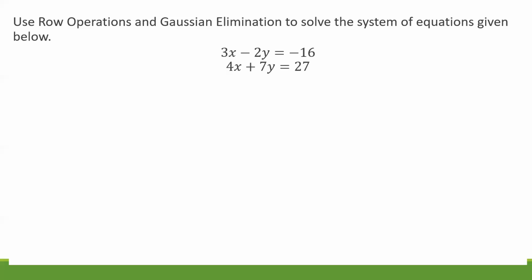All right, greetings everyone. The purpose of this video is to go over an example of using row operations and Gaussian elimination, in the sense of using matrices, to solve a system of equations that contains two variables.